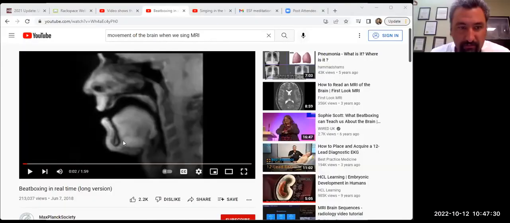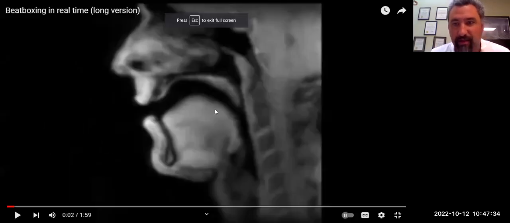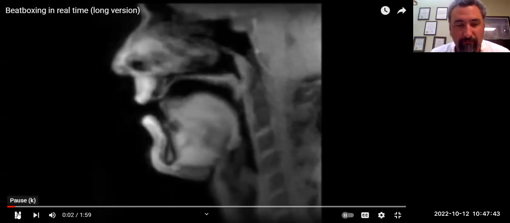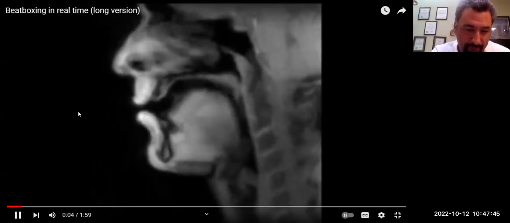All right. So now I'll show you various ways, just because it's fun. You guys like beatbox? So this is technically looking at the tongue and the mouth, but right behind here is the spinal cord. So you can just see this is somebody doing beatbox. This is from the Max Planck Institute.